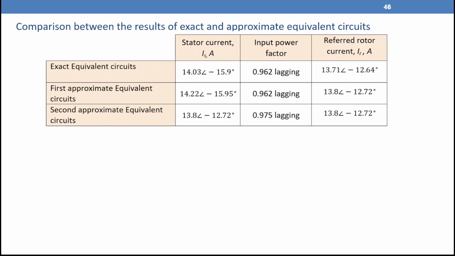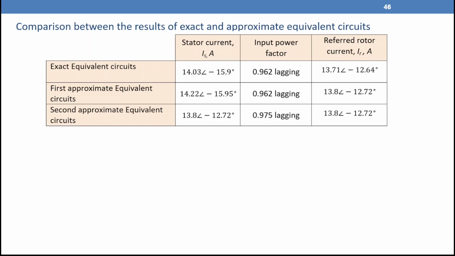If you notice here, we have a stator current of 14.03 ampere in the exact solution, and for the first approximate equivalent circuit 14.2, which is so close, the error is minimum. That leads to the power factor being almost the same, 0.962 lagging. While the rotor current in the exact solution will be 13.71, and in the first approximate equivalent circuit will be 13.8.